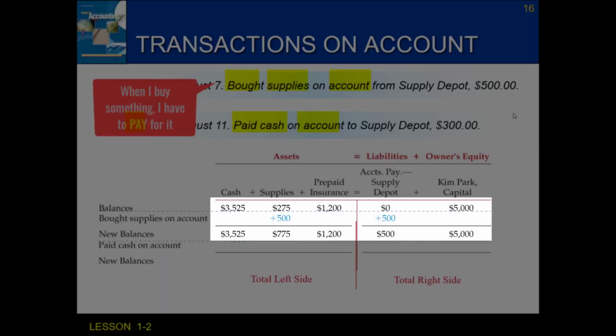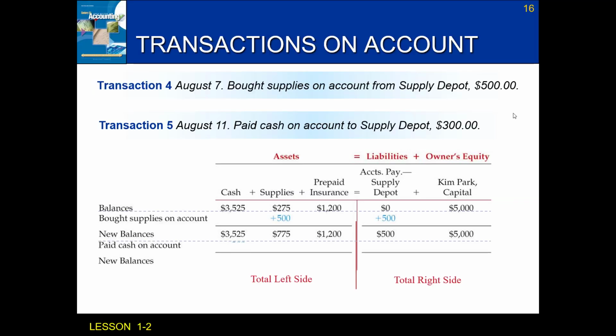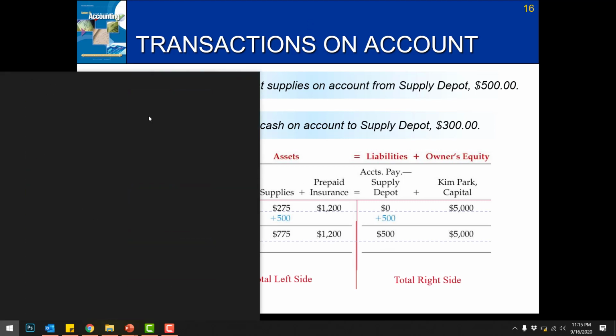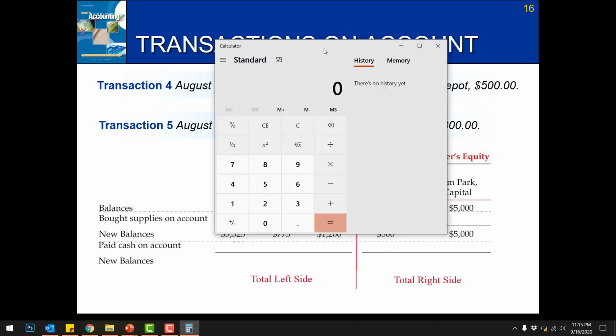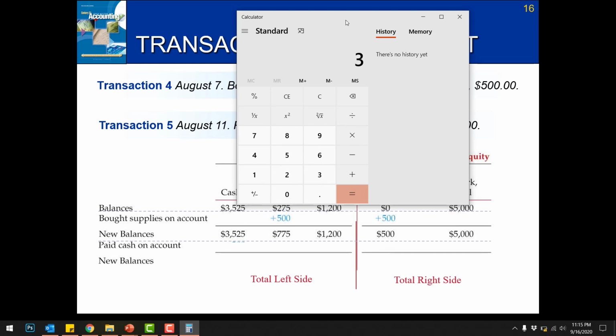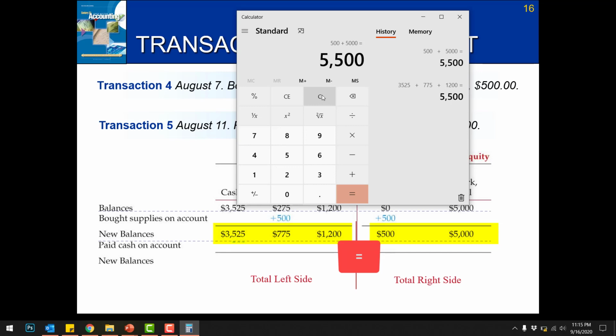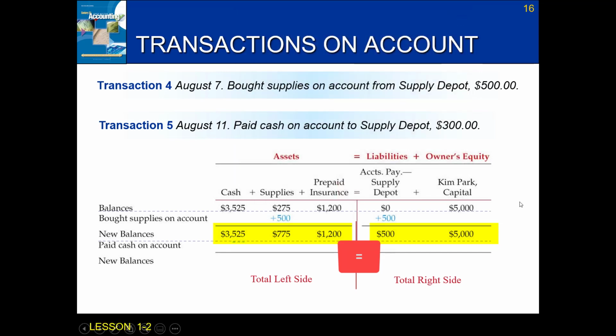Now we're just doing our math. So when we add 275 and 500, we're at 775. When we add 0 and 500, we're at 500. Again, if I bring out my calculator and I'm comparing the totals of my 2 sides, 3,525 plus 775 plus 1,200, my left side's at 5,500. My right side should be 500 plus 5,000, also at 5,500. So I know I'm good with that.